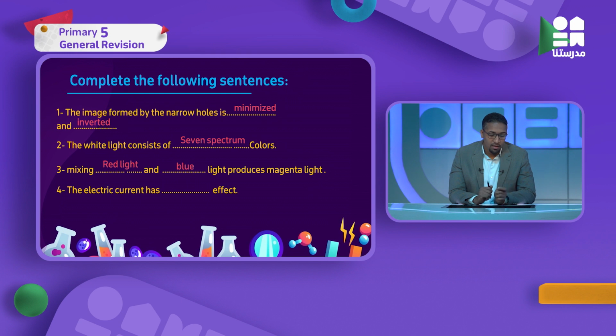Number 4, the electric current has space effect. So the effect of electric current, who remembers? Yes, it has magnetic effect.